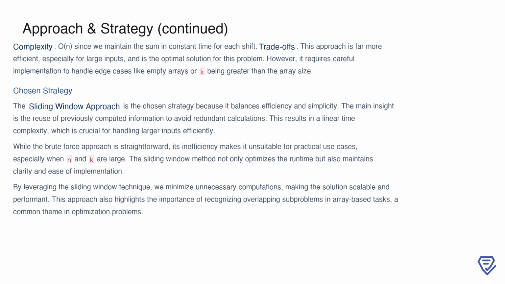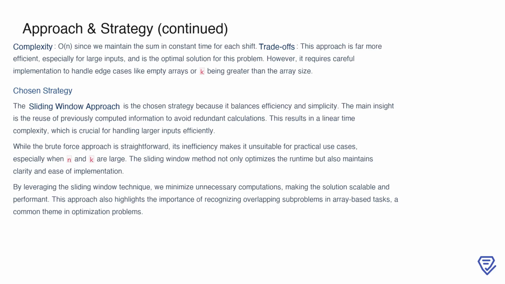To address the inefficiency of the brute force method, we can turn to the sliding window approach. This technique significantly optimizes the process by reusing previously computed information. Instead of recalculating the sum from scratch for each subarray, we simply adjust the sum by subtracting the element that is sliding out of the window and adding the element that is sliding in. This way, we can maintain the sum in constant time as the window moves.